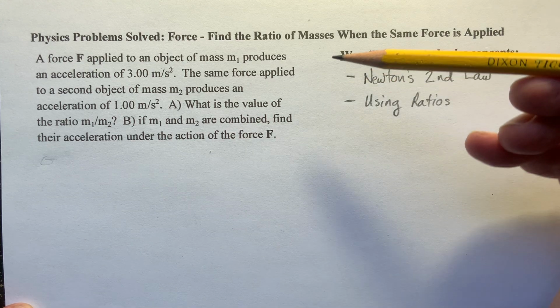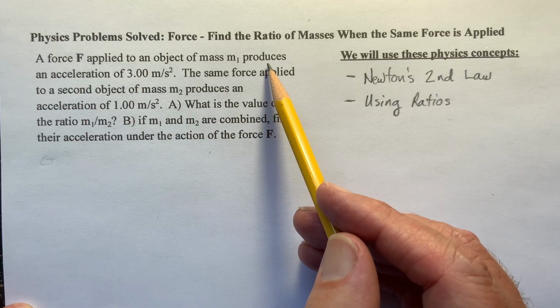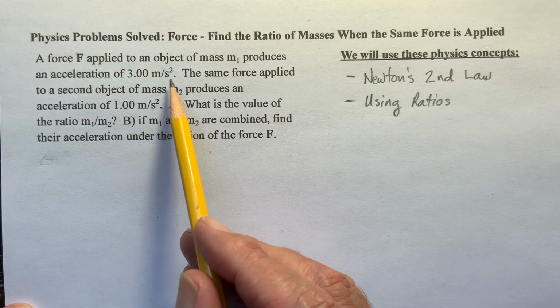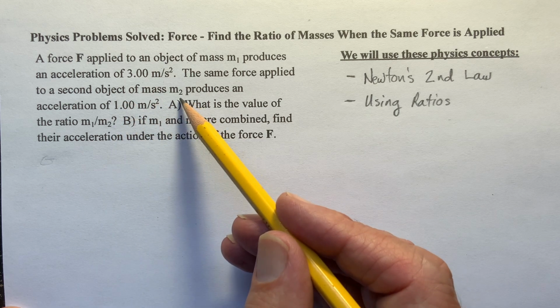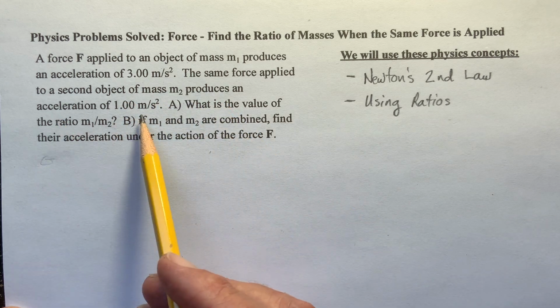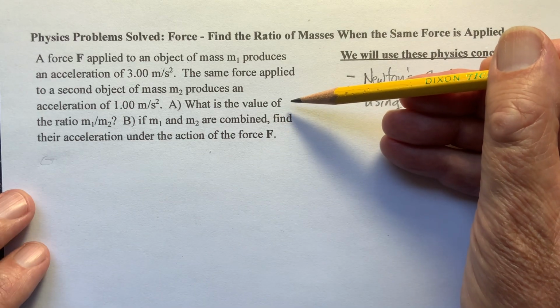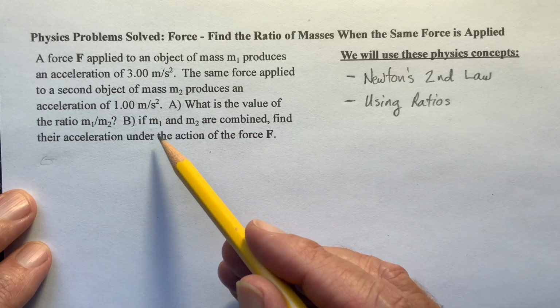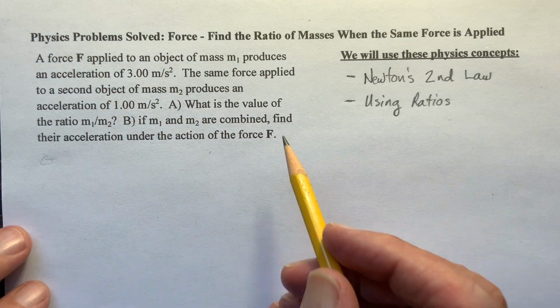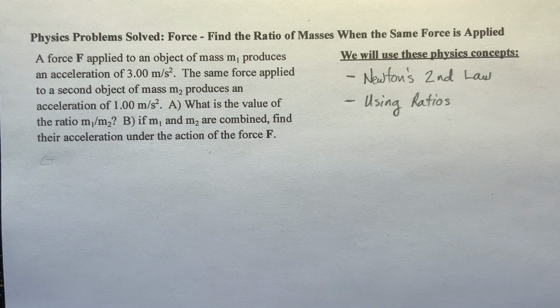Let's read the problem. A force F is applied to an object of mass m1, and it produces an acceleration of 3 meters per second squared. The same force applied to a second object of mass m2 produces an acceleration of 1 meter per second squared. A, what is the value of the ratio m1 over m2? And B, if m1 and m2 are combined, find their acceleration under the action of the force F.